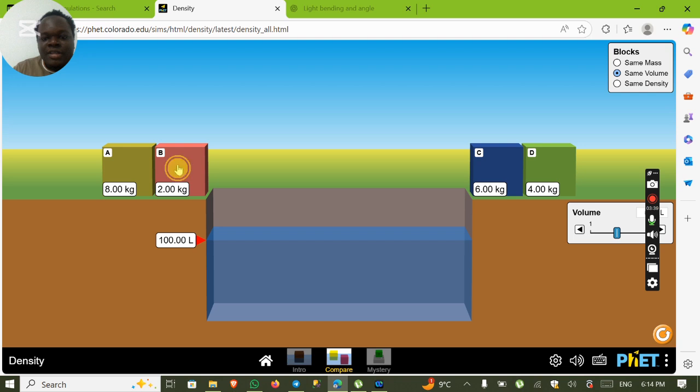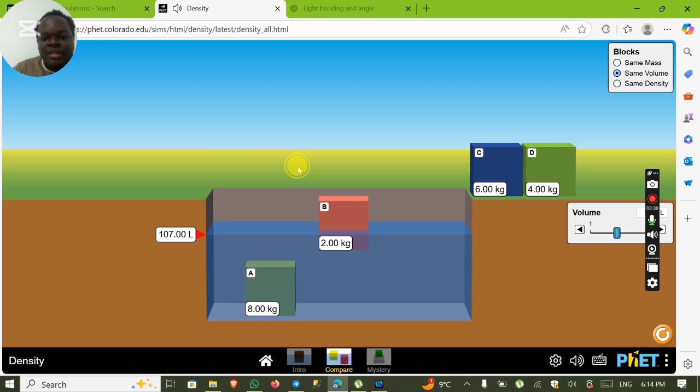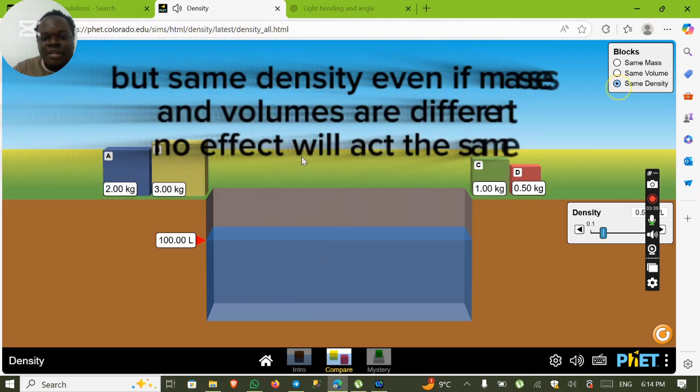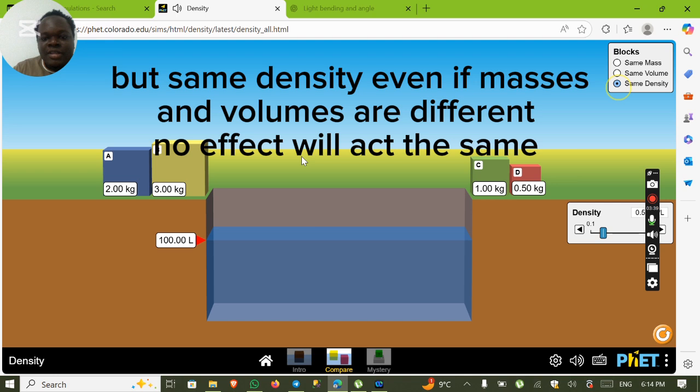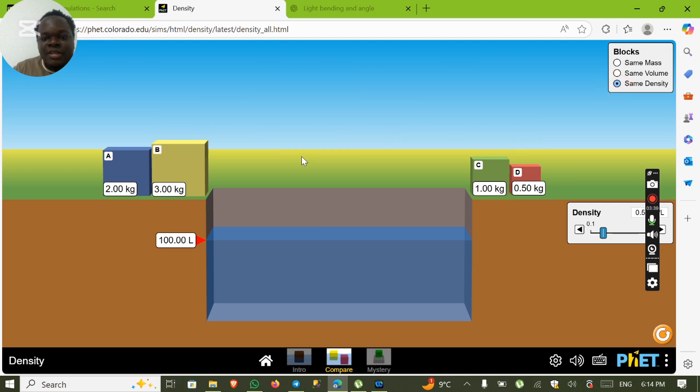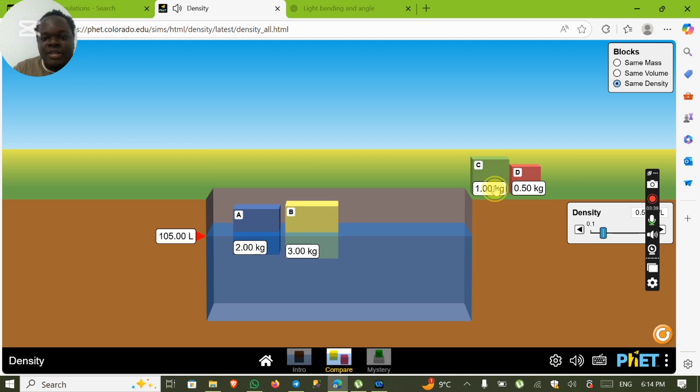Let's drop it. You see? Because its mass is very much less than the mass of this one. Let's drop this one. You see? Let's assume the same density now. What does it mean when I say same density? It doesn't matter which material, they have different mass and different volume, but if they have the same density, the density is constant. It will have no effect. Drop this, and then let's drop this. Same thing.